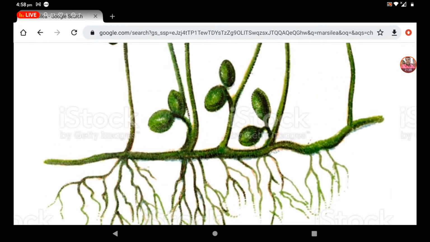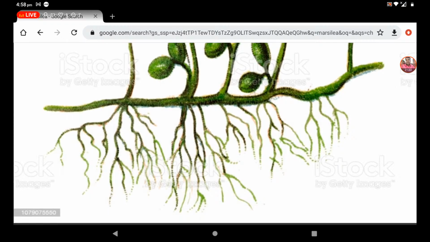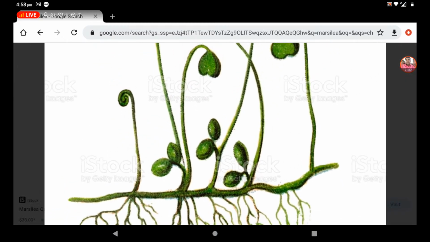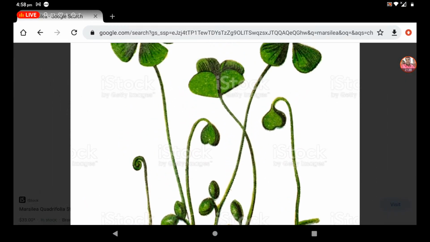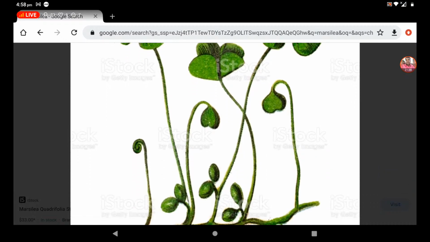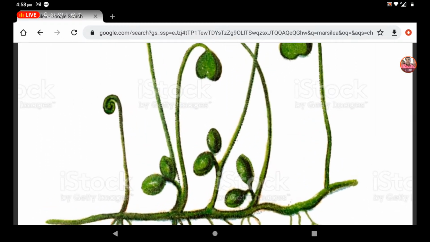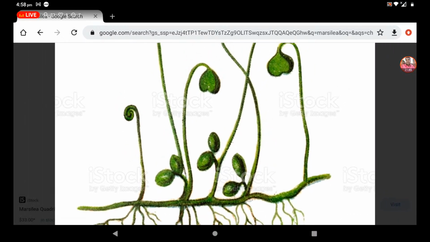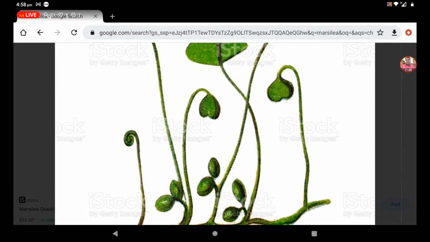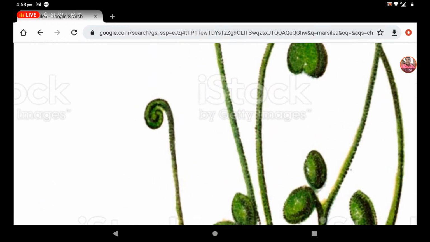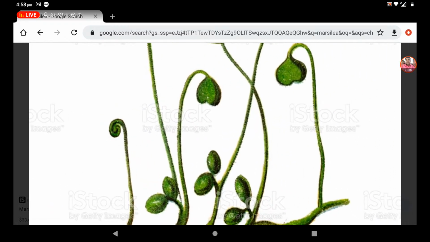The root system is an adventitious root system, and the stem is a creeper, which vertically bears the leaves. At the tip of the petiole, 4 leaflets are present, called quadrifoliate. Here, if you observe the young leaves, they are coiled, which is called circinate vernation. The young leaves are coiled.